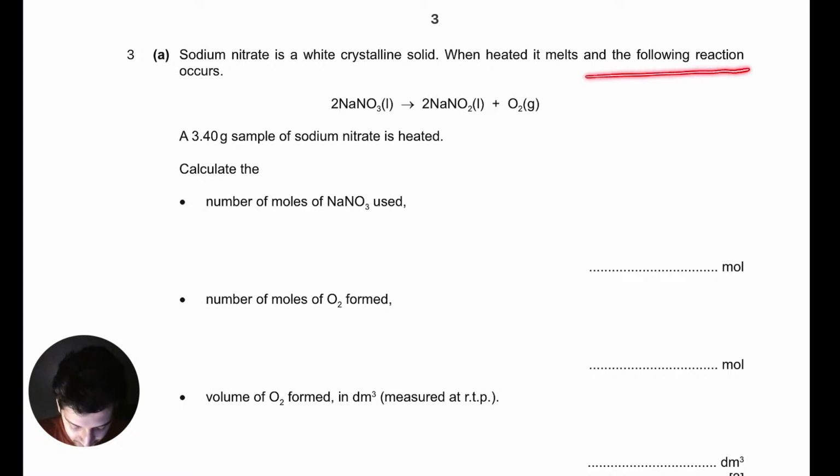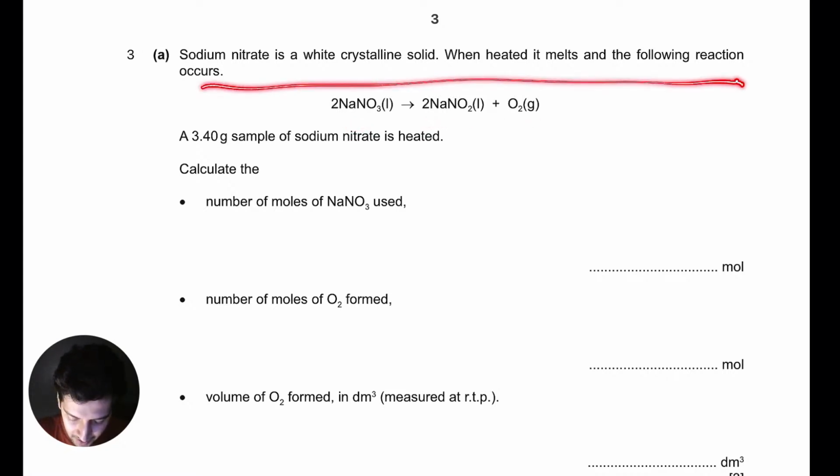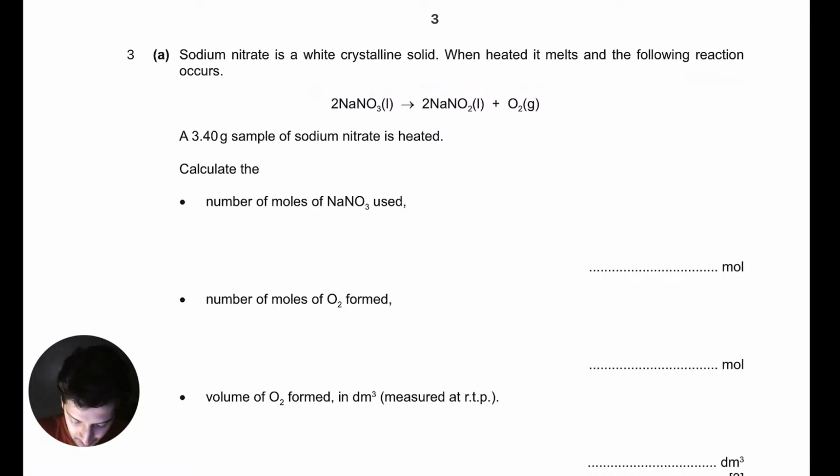It melts and the following reaction occurs. So this is sodium nitrate. It's melting and decomposing, right? So whatever it's saying is kind of irrelevant. You have to focus on this equation. That's our equation. And this is the sample: 3.4 grams of sodium nitrate is heated.